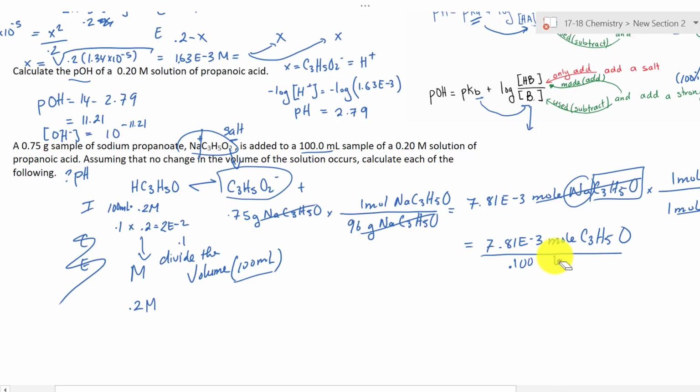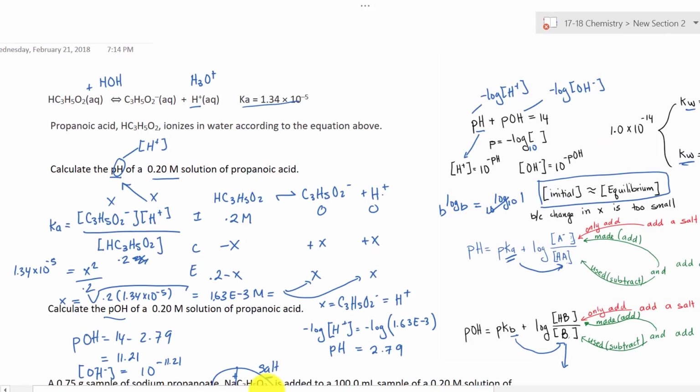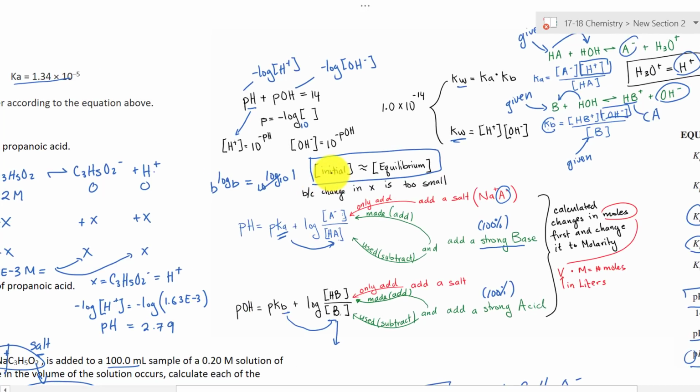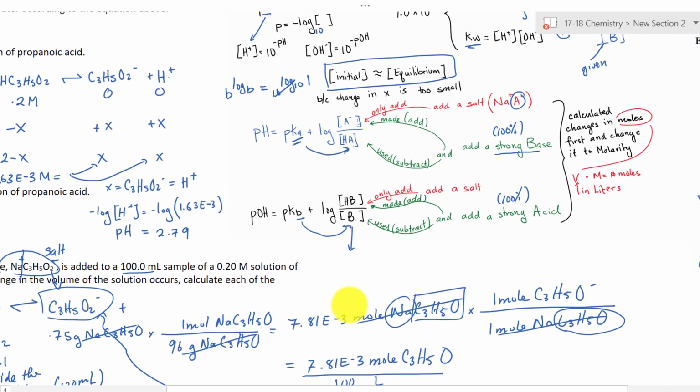So keep that in mind. And that would give us new initial values for this. And this gives us 7.81 e to the negative 2 molarity. And that is the concentration of this right here. And remember how I crossed out C and E? That's because we assume that the change in X is so small that the initial concentration is actually equal to the equilibrium concentration. So we have all the values for the Henderson-Hasselbalch equation.